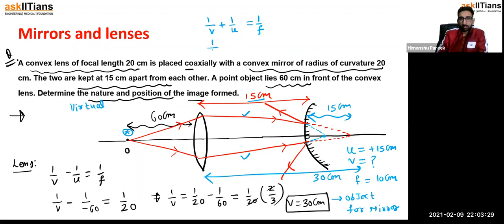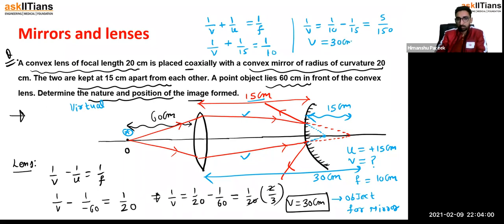Now 1 by v we have to calculate, and u will be equal to plus 15. So 1 by v is equal to 1 over the focal length, which is again 10. So let us just solve it. 1 by v is equal to 1 by 10 minus 1 by 15. Now what will we be getting? 5 over 150, which will give us v is equal to 30 centimeter.